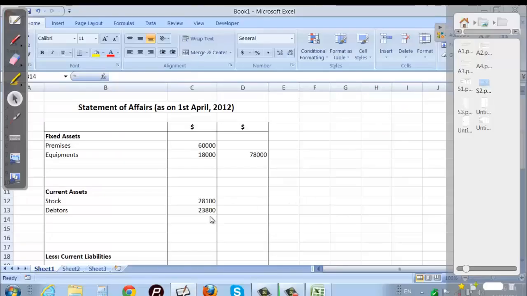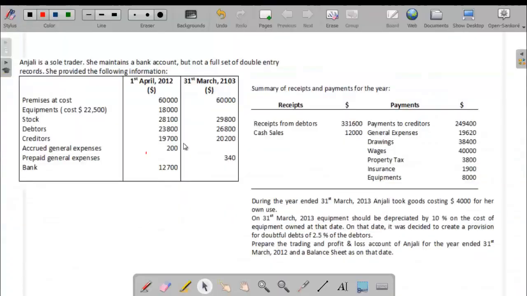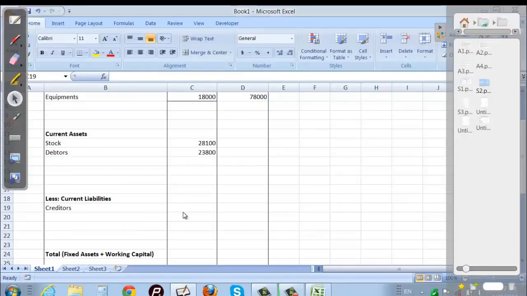Creditors are our current liability, and the amount is 19,700. So creditors we will take under the head current liabilities. Under the head current liabilities we will write creditors, and the amount of creditors is $19,700 on the first day. So this we will write, $19,700.